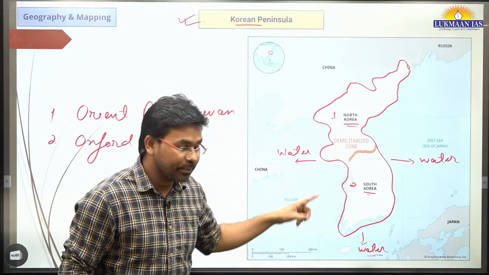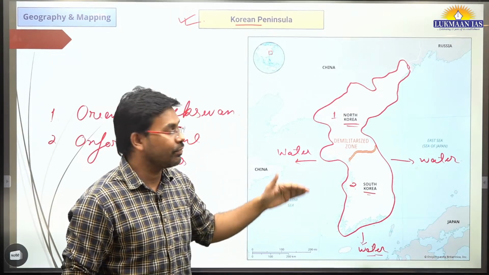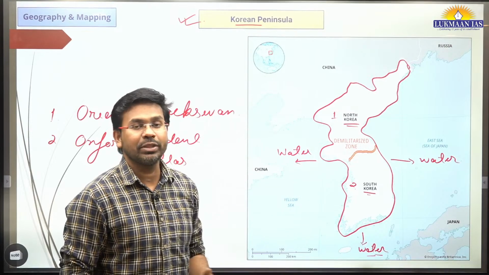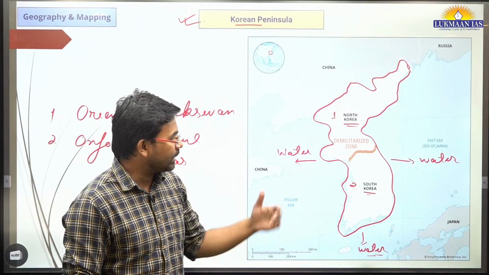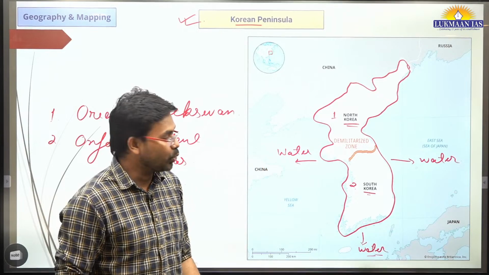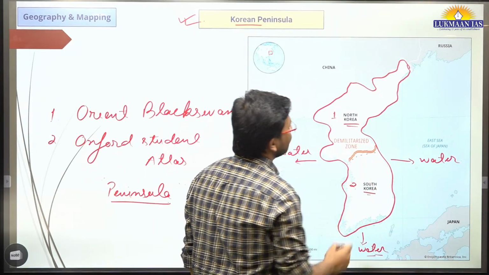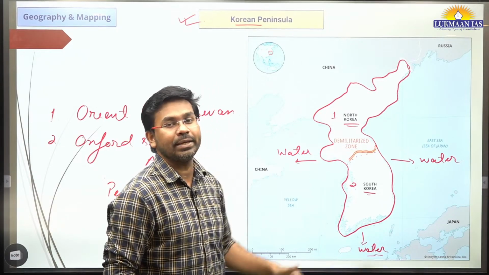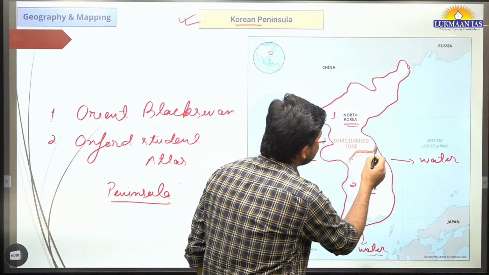Because of this, South Korea has come out of an agreement which was earlier signed with North Korea. And after coming out of that agreement, South Korea is going to deploy its military personnel in the demilitarized zone. It is going to deploy its personnel to safeguard the border region. So what is this demilitarized zone?